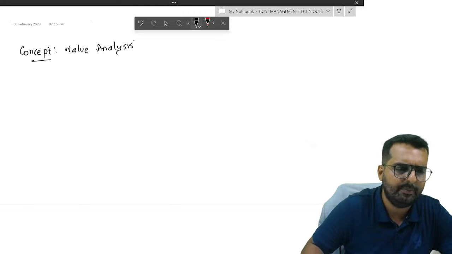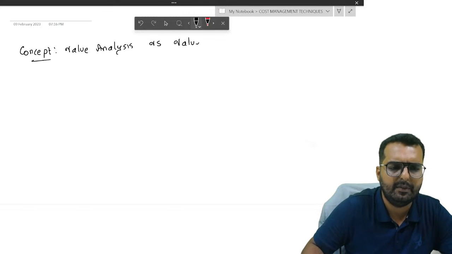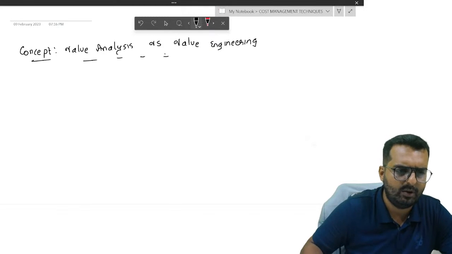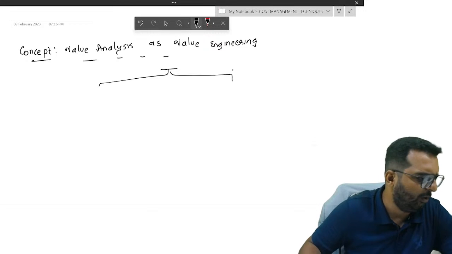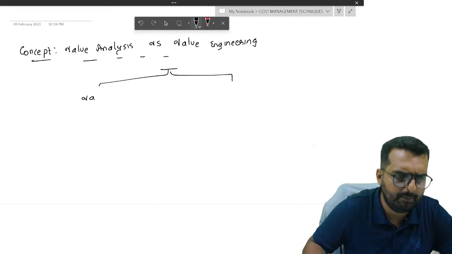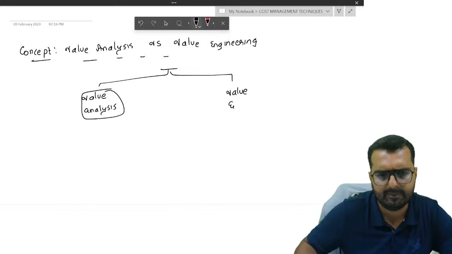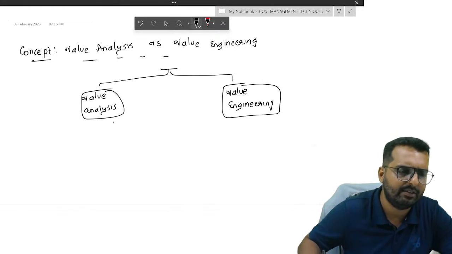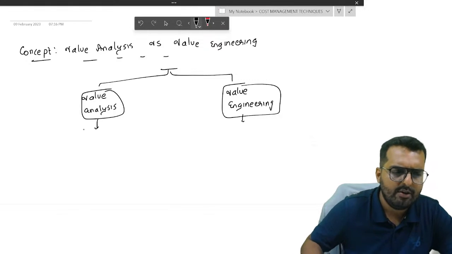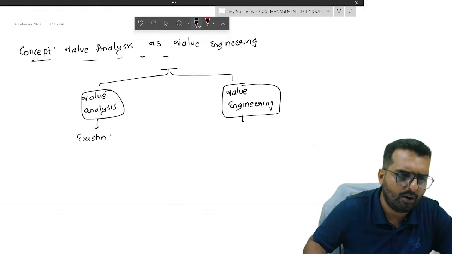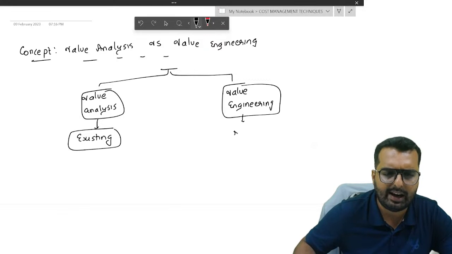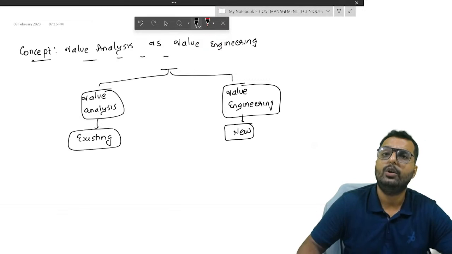Value analysis versus value engineering. All right. Friends, there are two terminologies which are almost interchangeable. The first one is called value analysis, and the second one is called value engineering. Value analysis is done for existing products, whereas value engineering is done for new products.